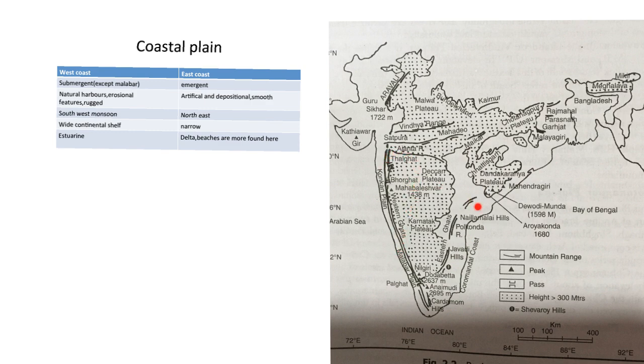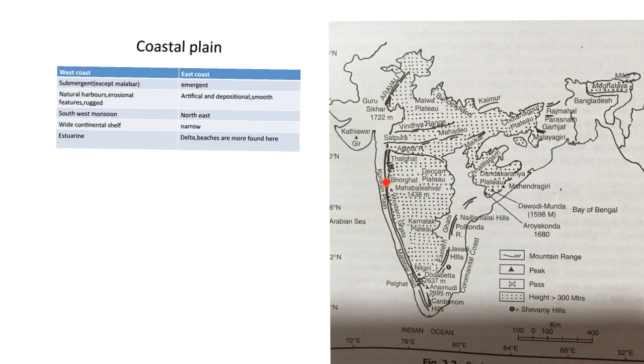Okay, Godavari, Krishna. These are forming huge, big deltas here. So generally, the east coastal plains have bigger, wide deltas. But the western coastal plains are very narrow. The rivers forming in the Western Ghats cannot travel large distances, and it results in the formation of estuaries.